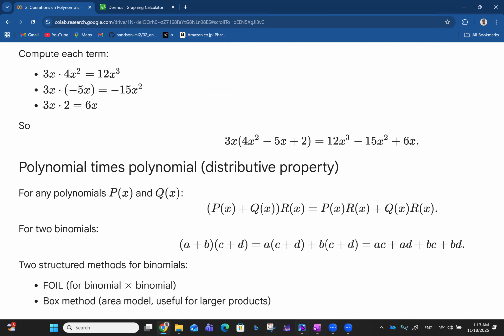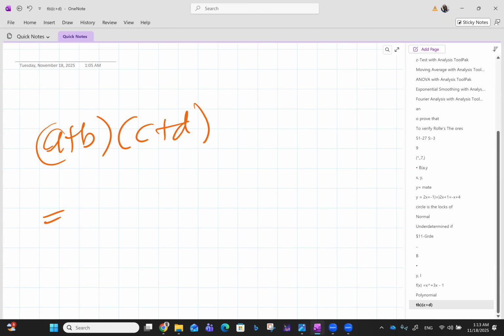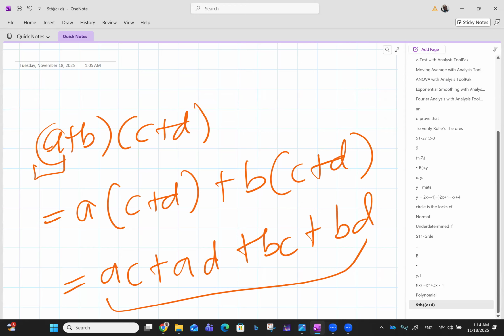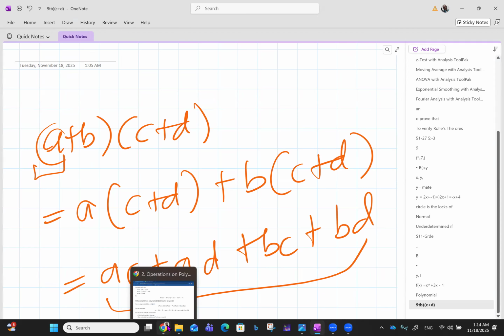Okay, let me write that out for clarity's sake. So you have a plus b multiplied by c plus d. So what we are doing here is you take a first. So you have a multiplying c plus d, and then you take plus b multiplying c plus d. So you can now expand. So you have ac plus ad plus bc plus bd. If there's anything common, you can then put them together. So in this case, nothing is really common like that. So that's why you have ac plus ad plus bc plus bd, just like what we have right here.